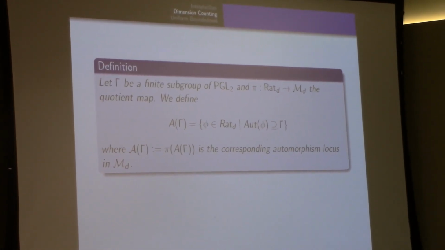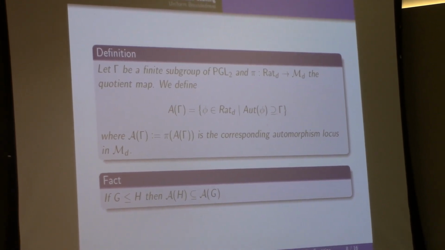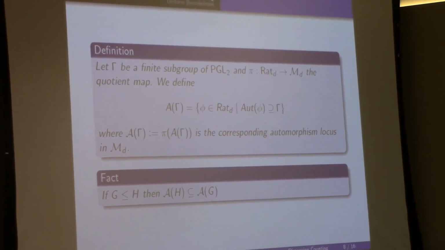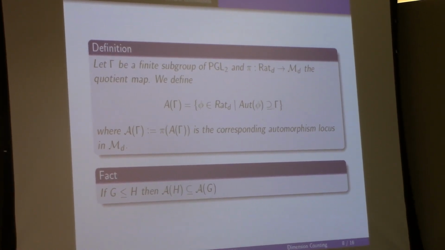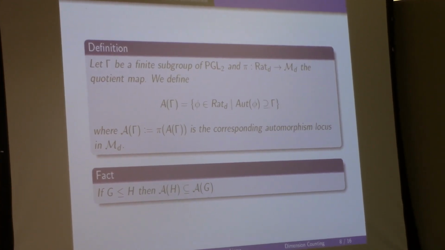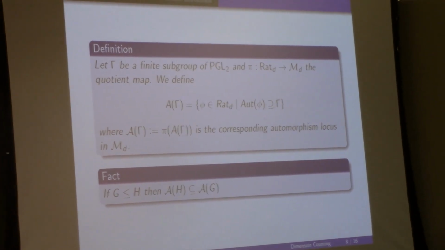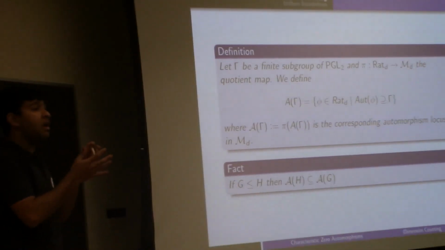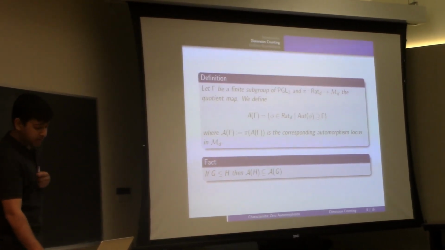An important fact before we go ahead is that if you have G a subgroup of H, you can easily work out that the automorphism locus of the bigger group sits inside the automorphism locus of the smaller group. This helped us study some of the automorphism loci of bigger groups, which are normally harder to compute, because it sits inside something that we understand better, it helps us understand the bigger one completely as well.